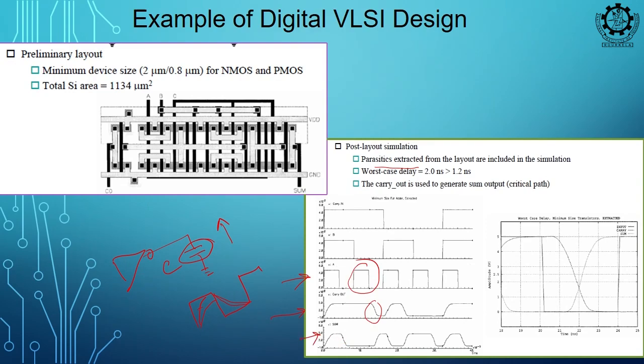Okay. That means, maybe after layout you will be seeing that suppose you have designed this inverter with minimum size, it may happen. Okay. So, this minimum size may not be sufficient to drive the load. Okay. For digital design, what is your length? What is your suitable length you choose?